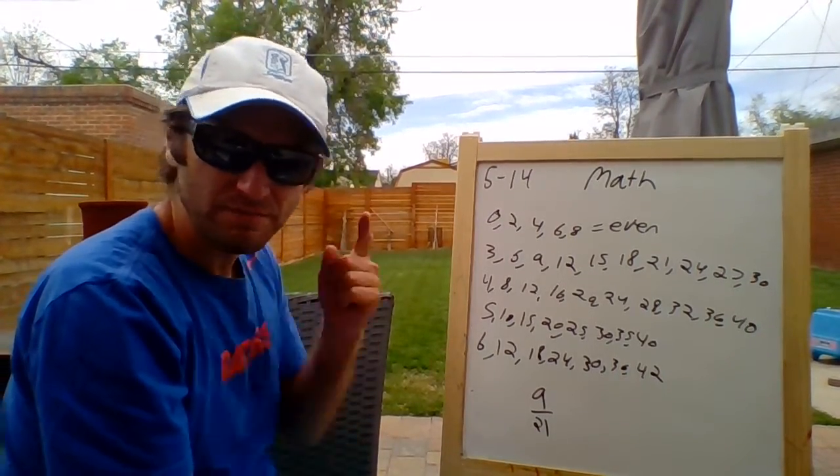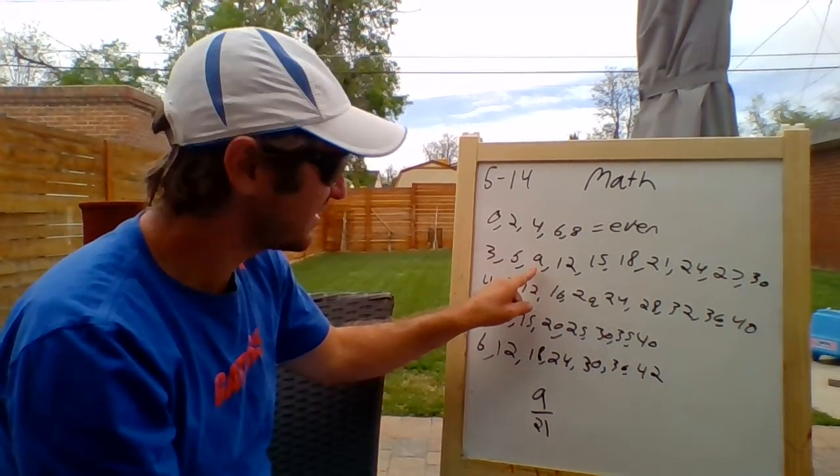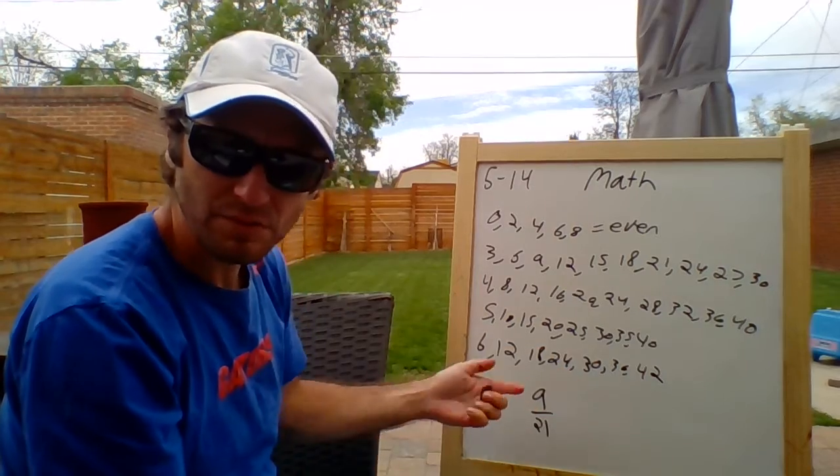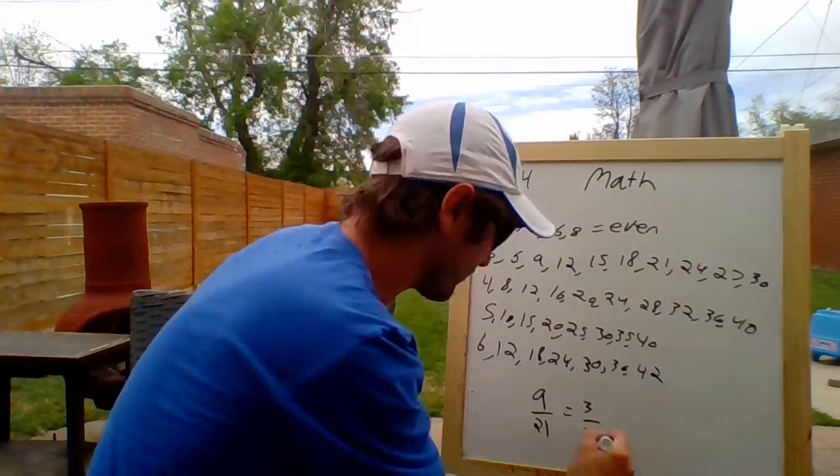Well, let's go to our 3's. 3, 6, 9. There's a 9. 21. All right, let's divide both those by 3. And I get 3 over 7.